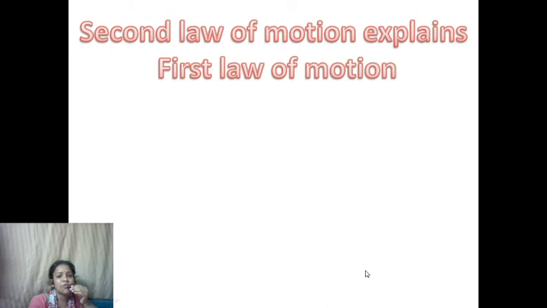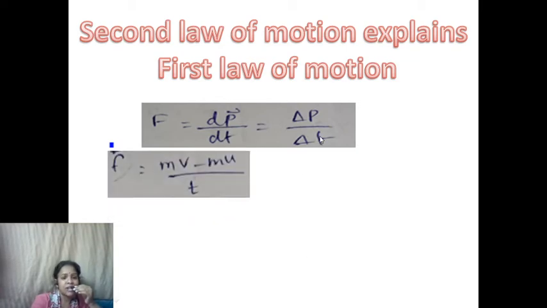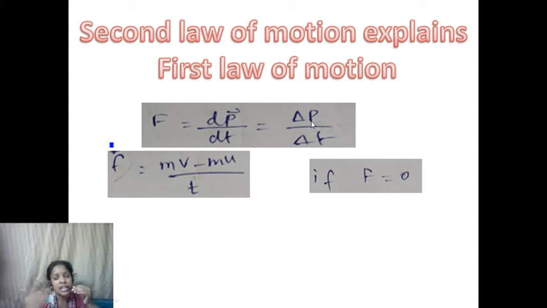Now the second law of motion can explain the first law of motion as well as the third law of motion. How does it happen? Basically the second law is the ultimate law. Now you see F is equal to dp by dt, this is the statement of the second law, delta p by delta t we can write. Now F is equal to (mv minus mu) by t. But if F is equal to 0, the first law says that if no external force acts on a system, then the state of motion of the object will not change.